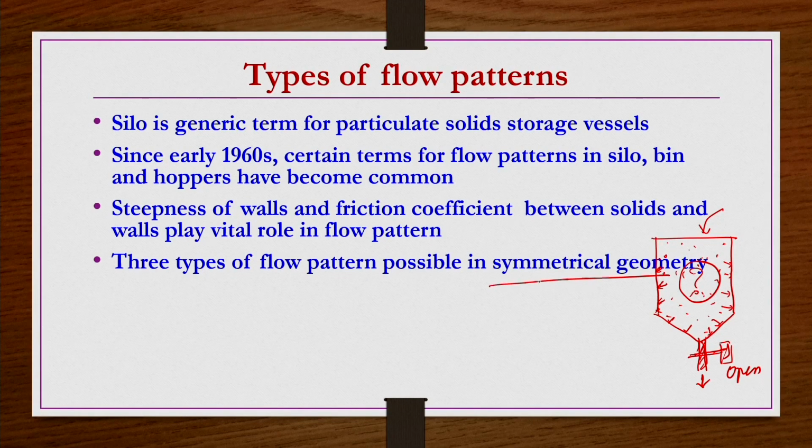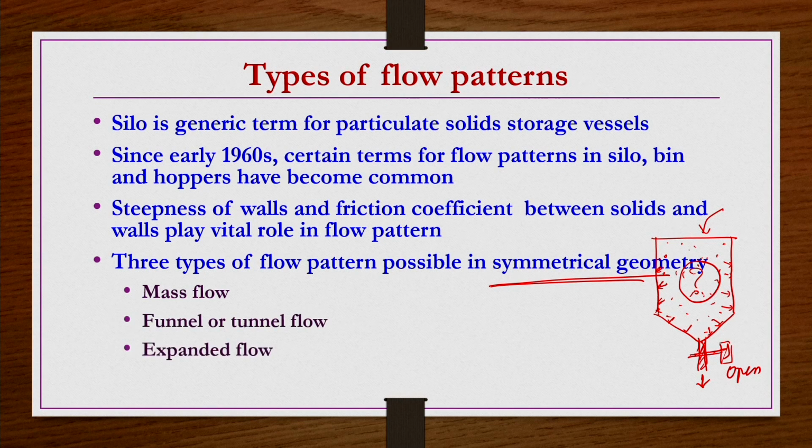So, in general, 3 types of flow patterns are possible in symmetrical geometry. We are discussing symmetrical geometry. When you have non-symmetric geometries, things may be different because of the locations of the outlet, etc., and the non-symmetric nature. So, we are not discussing that. In this particular lecture we are discussing symmetrical geometry. In symmetrical geometry, 3 types of flow patterns are possible: one is the mass flow, another is the funnel or tunnel flow, and the third is the expanded flow. Now, we are going to see details of each of these flow patterns.